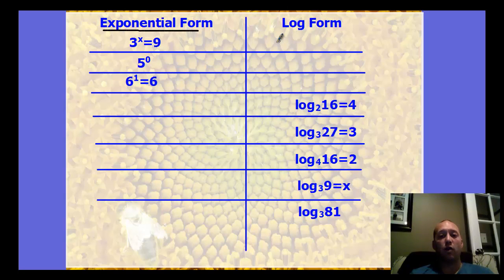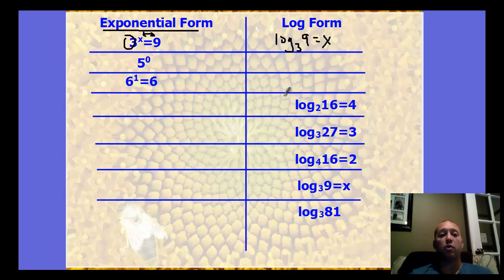To put that in log form, you write the word log before it. Now our base 3 stays the same. So log base 3, it's actually a little 3 below the log. Then the exponent and the result switch spots. So log base 3 of 9 equals x.